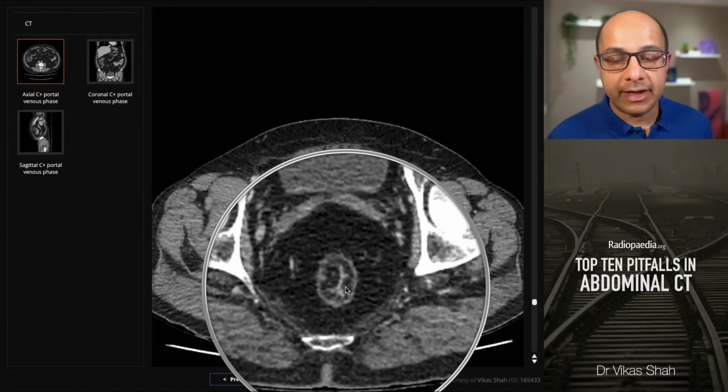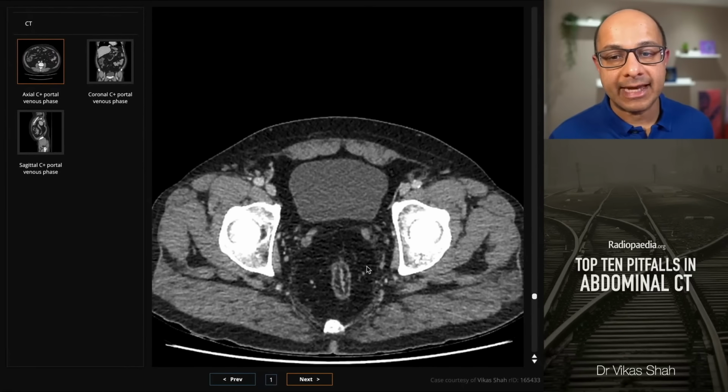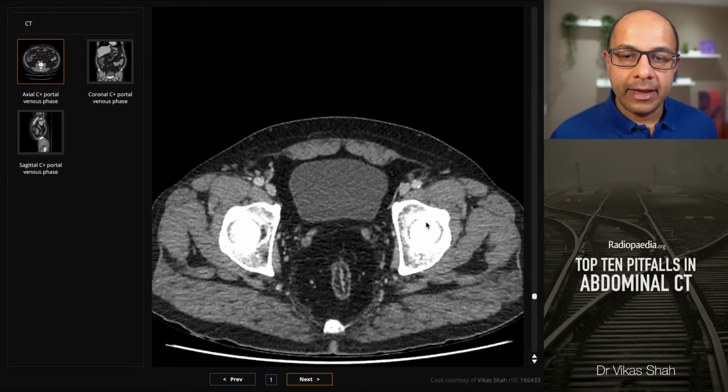And so as I said, this is seen more in UC than it is with Crohn's disease, and more often in the left side of the bowel, so the descending colon. When you see it with Crohn's disease, you typically see it in the distal small bowel.